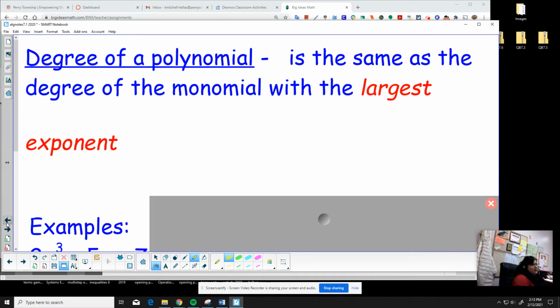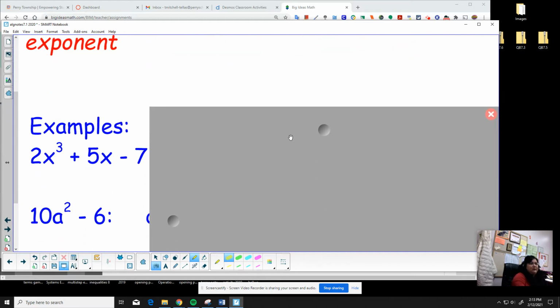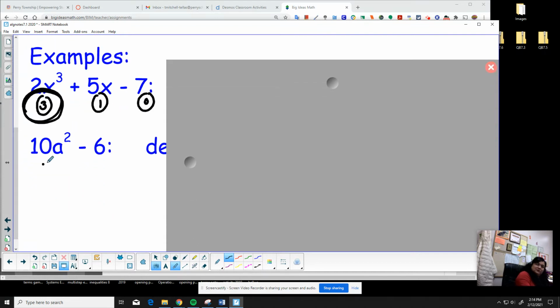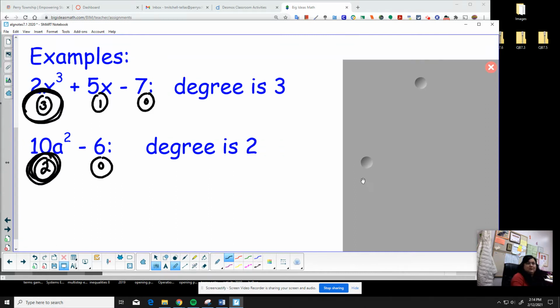So start with the biggest exponent and then work your way backwards. All right, the degree of a polynomial is the same as the degree of the monomial with the largest exponent. So you're going to find the degree of monomial for each of these, and then you will go with the biggest number. The degree of monomial for this one is 3. The degree of monomial for this one is 1. The degree is 0. So the degree of this polynomial is 3. 3 is my answer because it's the winner. And here I've got a degree 2 and degree 0. So the winner here is degree 2. So you find the degree of monomial for each term, and then you go with the biggest number.